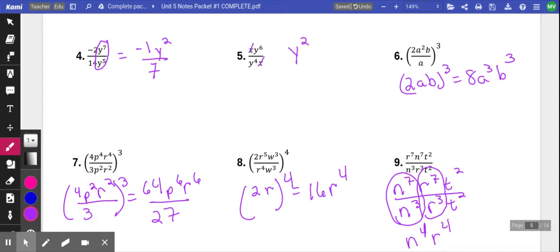6, I simplified what was inside first. So it's 2ab, because a squared divided by a is a to the 1st. I then cubed everything inside the parentheses. So that's 8a cubed b cubed.